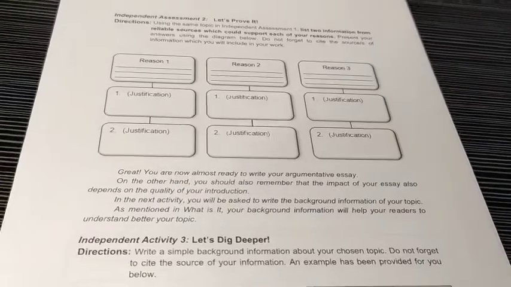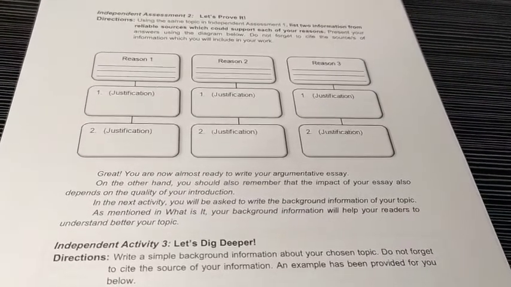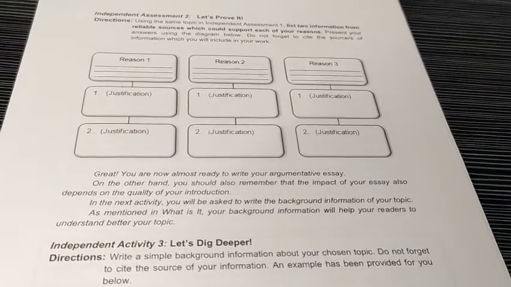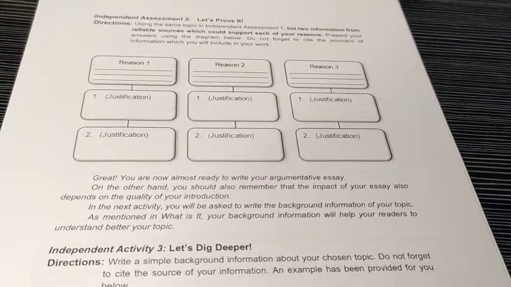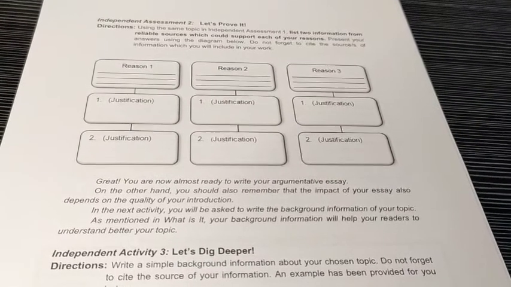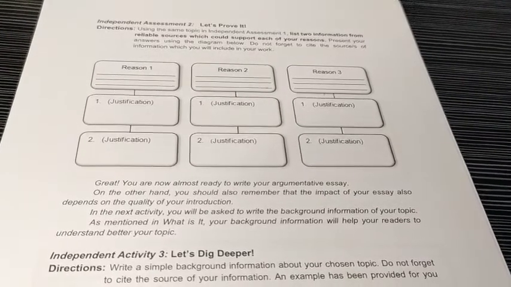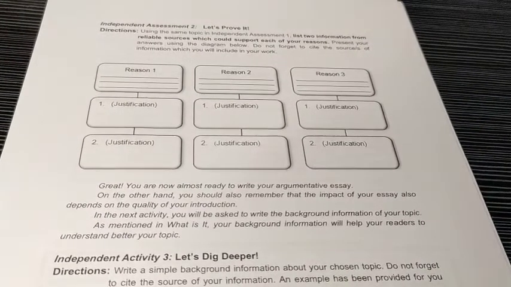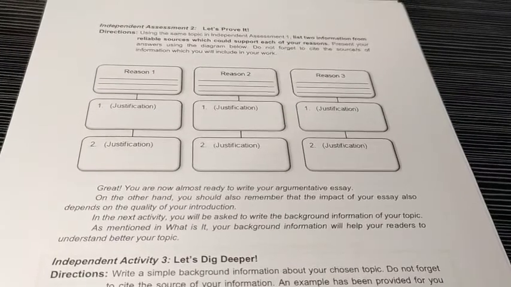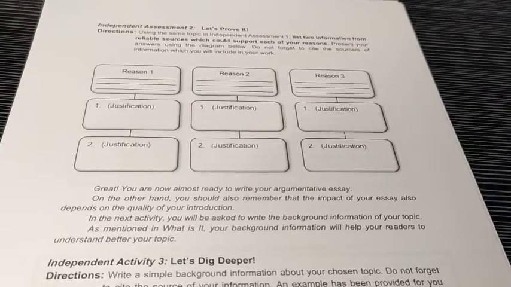The independent assessment 2, let's prove it. So reason number 1, 2, 3. Using the same topic from independent assessment 1, list 2 pieces of information from a reliable source which could support each of your reasons. Present your answers using the diagram below. Do not forget to cite the source of the information which you include in your work.